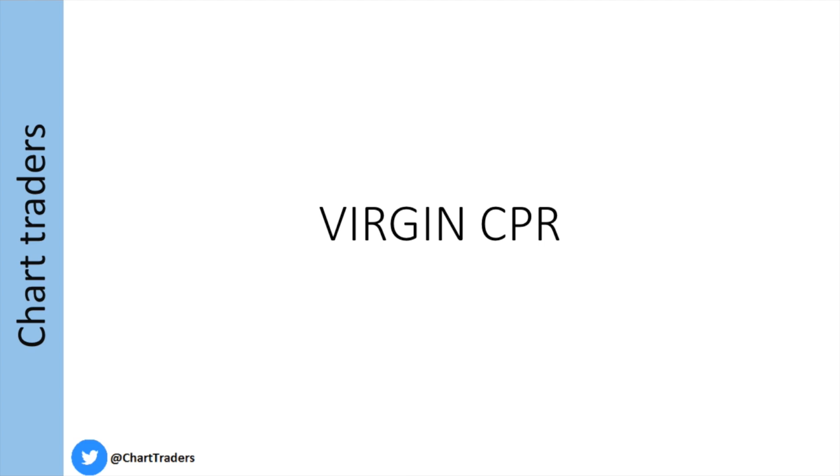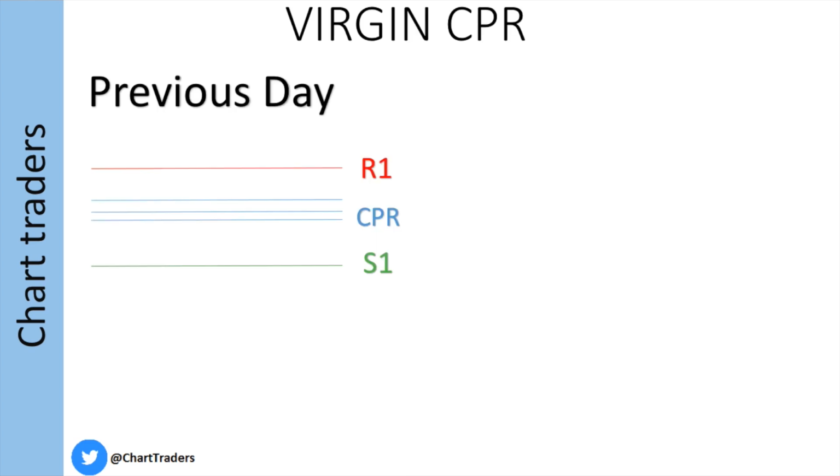So let's get started. As we know, the CPR contains three blue lines: one is the pivot point, one is TC, and one is BC. If you don't know what CPR is, just watch my video. The link is given below in the description, on how to set up CPR in TradingView and how to set up CPR in Zerodha.